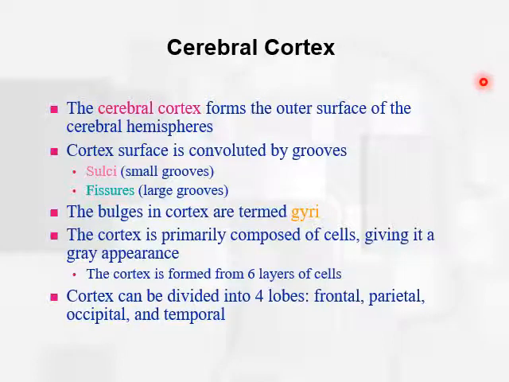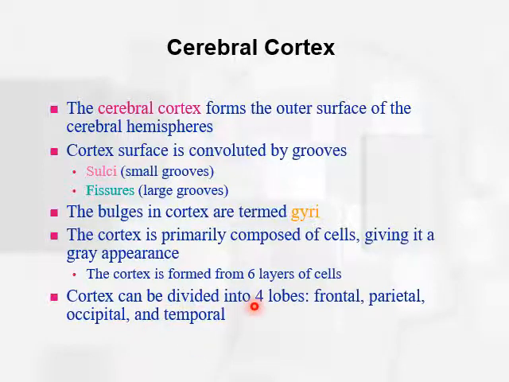After the meninges, we have the outer part of the cerebral hemisphere, which is the cerebral cortex, which is gray in color. And this gray color comes from the cells that form the cerebral cortex, which is formed of 6 layers of cells. And it is convoluted by grooves, which may be sulci or fissures. The sulci are the small grooves within the cerebral cortex, and the fissures are the large grooves which separate the lobes from each other.